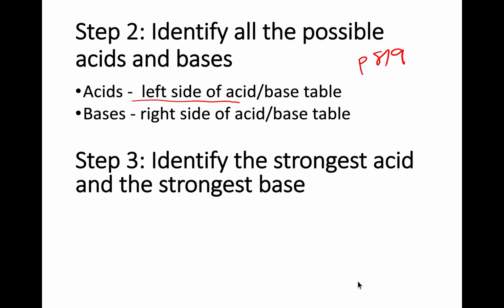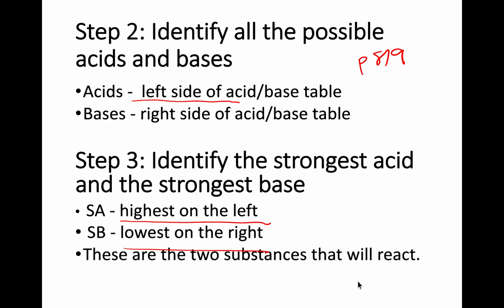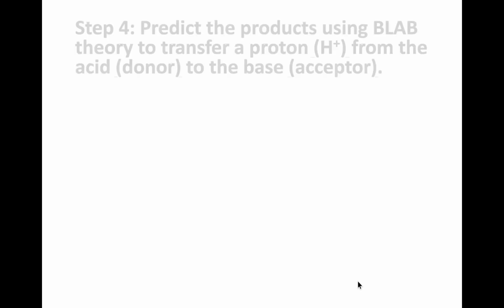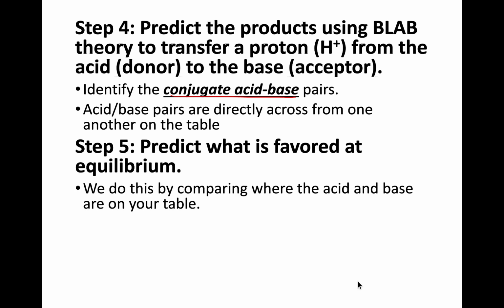And once you've identified all your acids and bases, then you want to identify your strongest acid and your strongest base. So your strongest acid is the highest on the left-hand side of your acids column. Your strongest base is the lowest on the right-hand side of your bases column. The strongest acid and the strongest base are what's going to react. So then we can show that reaction by showing your acid giving up its hydrogen to its base. We could also figure out your conjugate acid-base pairs from the equation. And the last thing we do is predict what's being favored at equilibrium based on placement on your table.